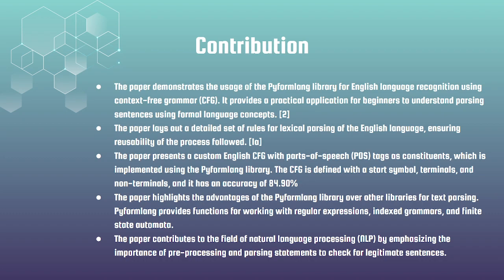The paper presents a custom English CFG with parts of speech tags as constituents, which is implemented using the Python library. The accuracy we have discussed is 84.9%, and the CFG is defined with a start symbol, terminals, and non-terminals. The paper highlights the advantages of the Python library over other libraries for text parsing. Python provides functions for working with regular expressions, indexed grammars, and finite state automata.